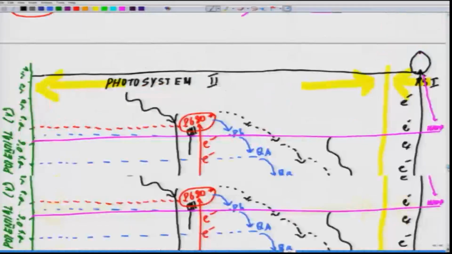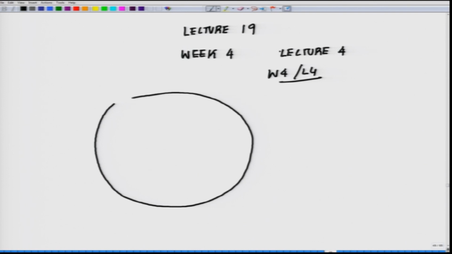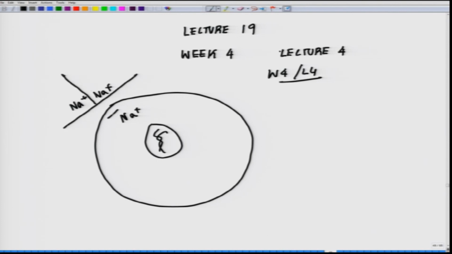Say, for example, if you think of the cell, this is lecture 19, which is the fourth lecture of this week, week 4, lecture 4, W4, L4. When we see a cell, for example, this is a biological cell with a nucleus and everything. You have sodium, which is higher outside and lower inside. If I have an equivalent circuit model for sodium, it will be something like this. So there is a sodium gradient, in other words, you can call it an ionic gradient.